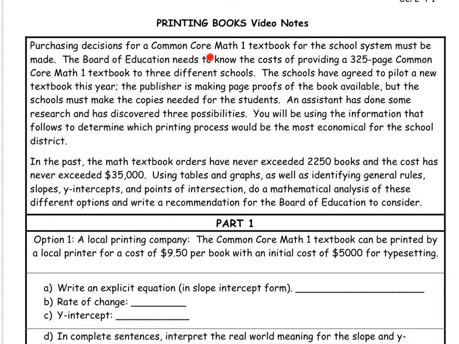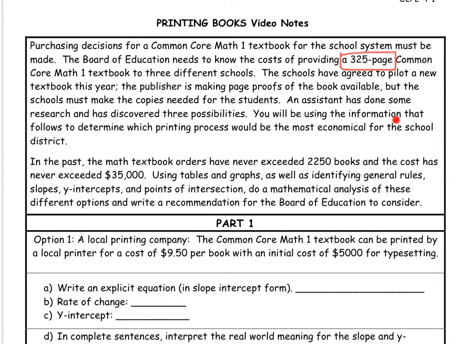The county has decided to purchase Common Core Math 1 textbooks for the school system. The Board of Ed needs to know the cost of providing a 325-page Common Core Math 1 textbook to 3 different schools. So this is important. It is a 325-page Common Core Math textbook. The publisher is making page proofs of the book available, but the schools must make the copies needed for the students. An assistant has done some research and discovered 3 possibilities.